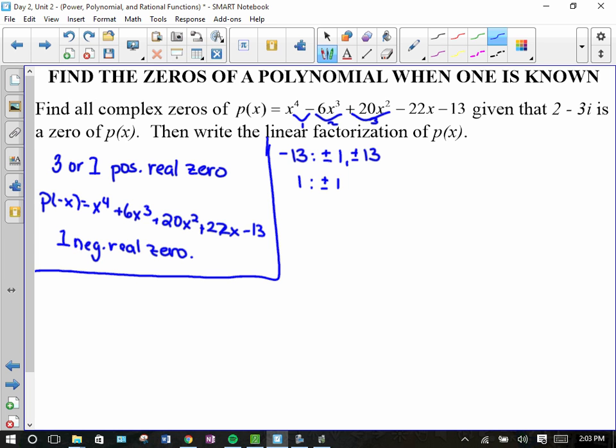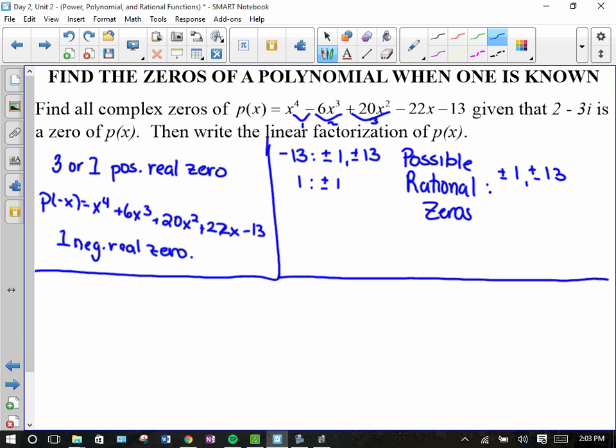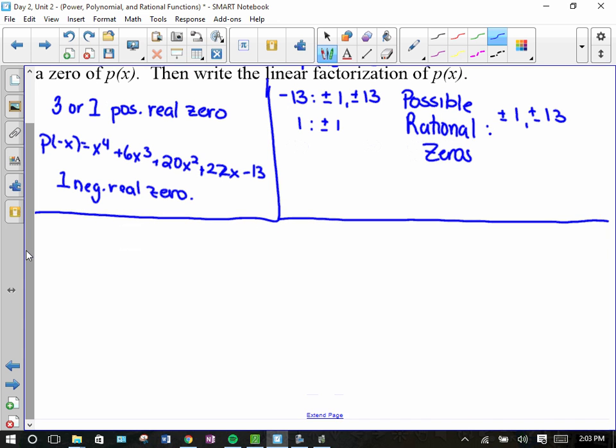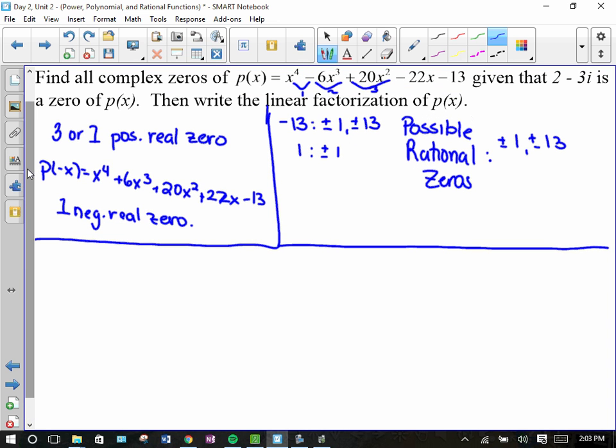But I'm already given a zero. Alright? So I know that my potential possible rational zeros are plus or minus 1, plus or minus 2. Okay, cool. Now, I'm not even going to start with those. Why start with those when I know that I'm going to have to guess? It's just going to be a guessing game, trying to choose one. Why do that when I already have one that I know?